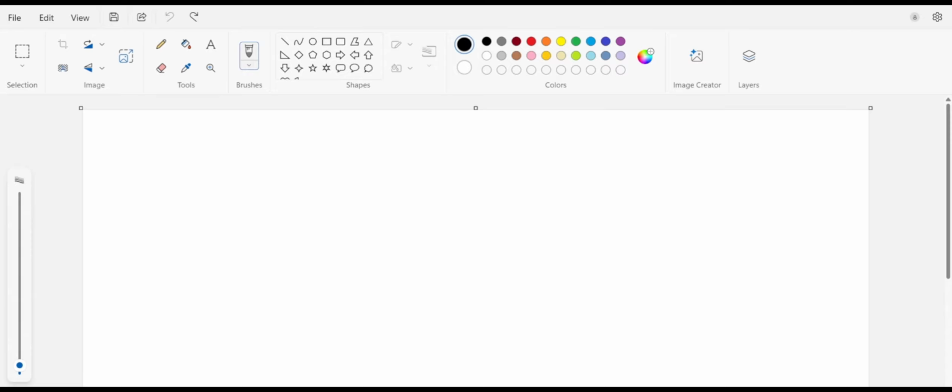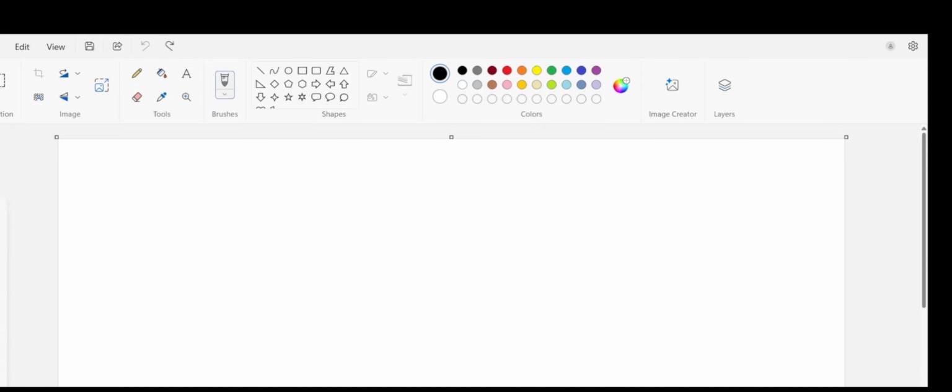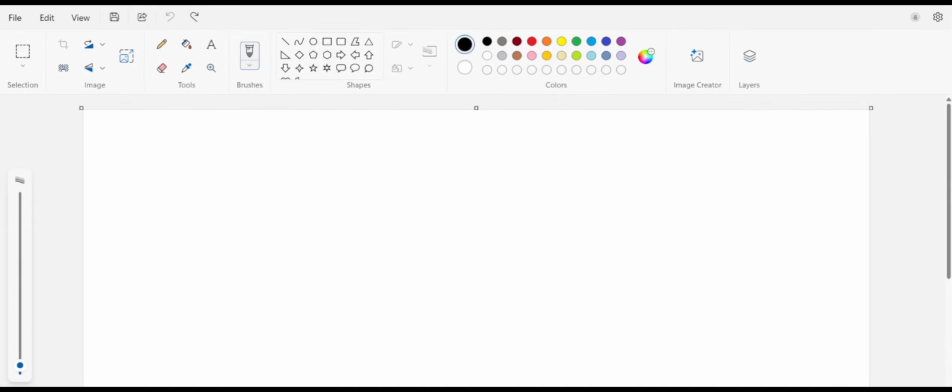Ooh, I'm moving around the capture window. I'm more of a blue man. I'm more like the color blue myself, so I'm gonna change it.